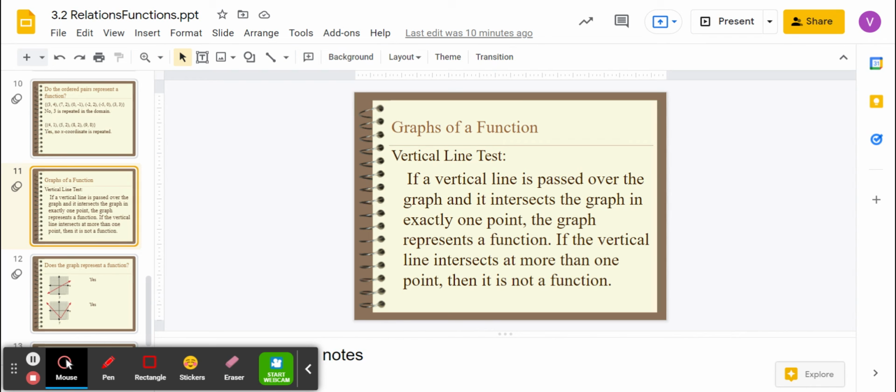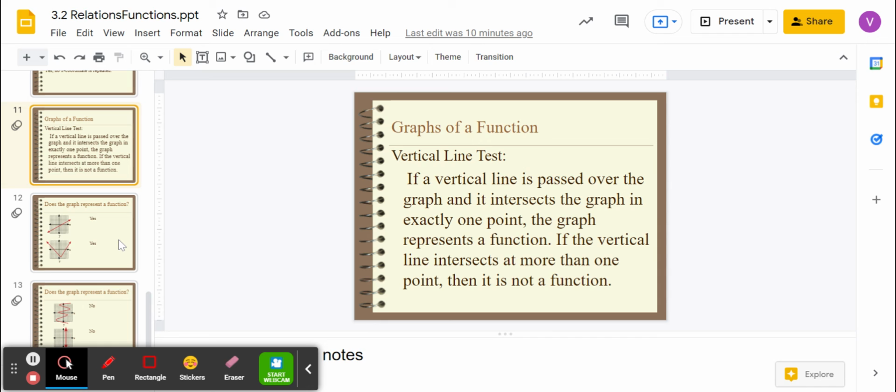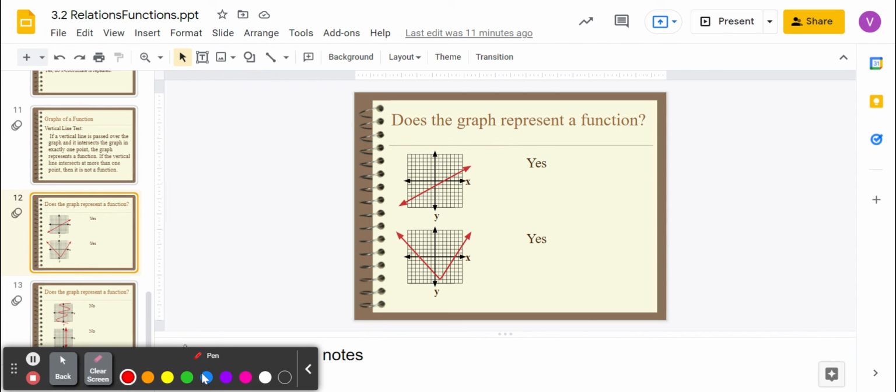The last and final way we can determine if it's a function or not is by looking at the vertical line test. If you draw a vertical line that passes through your graph and your data, okay, if it intersects at exactly 1 point, then you know that the x doesn't repeat and it's a function. If it passes through or intersects at more than a point, then it's not a function. So let's look at the first example. I'm going to draw a vertical line through my data. And if you notice, it intersects at 1 point. So it's a function. If I look at the next graph, if I draw a vertical line, it intersects at 1 point, so it is a function.